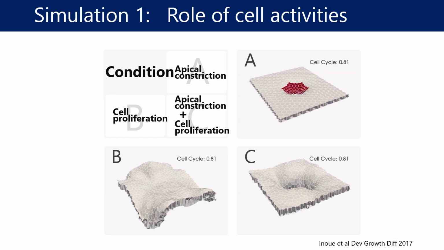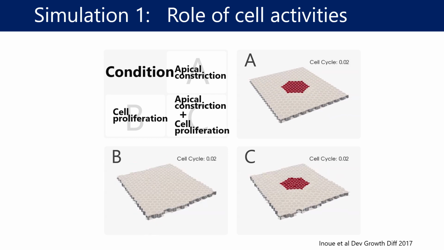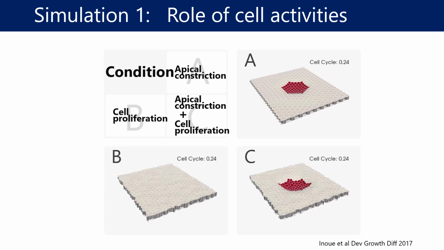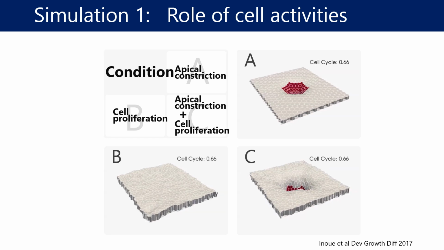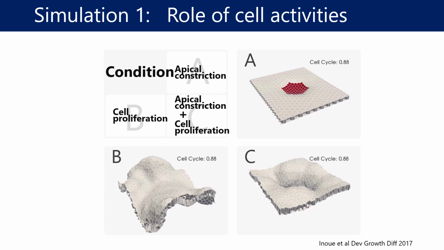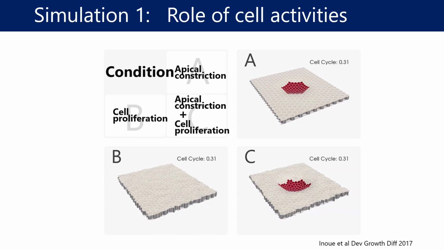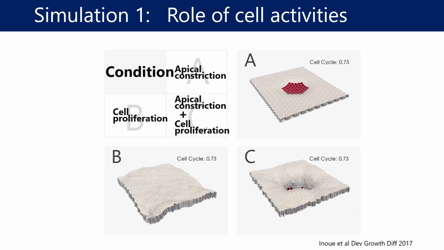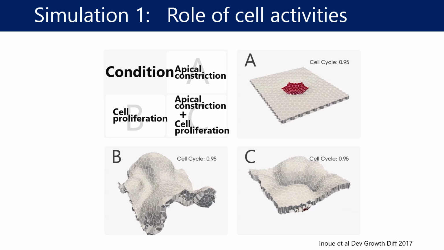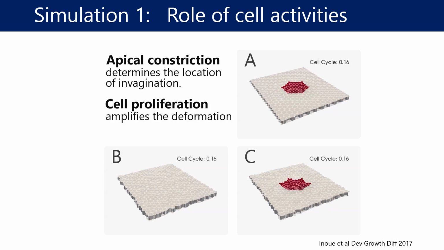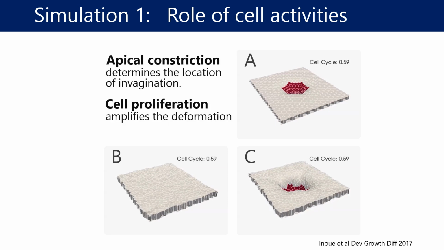In movie C, we include both apical constriction and cell proliferation. The tissue showed a large invagination at the constricted region without any other undulation. The elastic energy generated by cell proliferation was used to drive the invagination, with apical constriction fixing the point of sheet buckling instability to only the constricted region. Thus, apical constriction determines the location of the invagination, and cell proliferation amplifies the depth of the invagination.